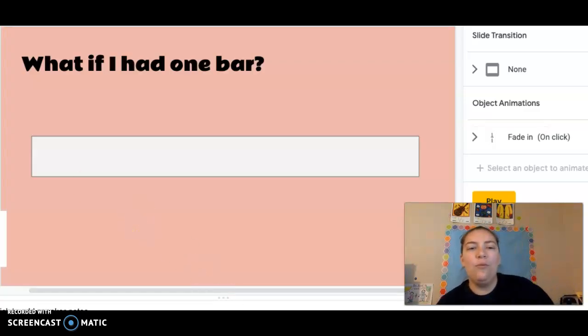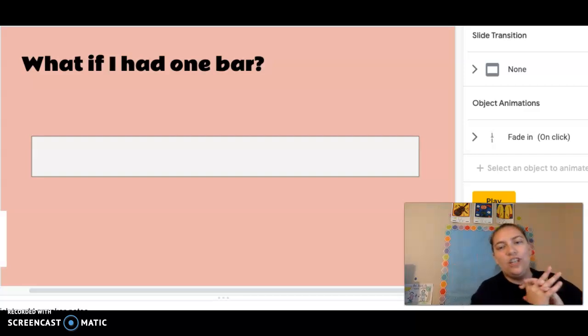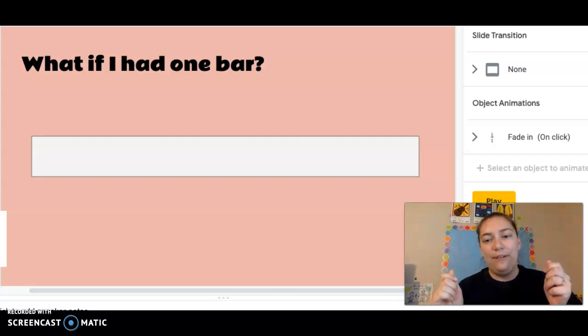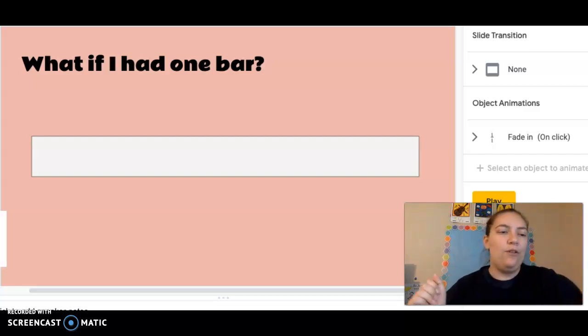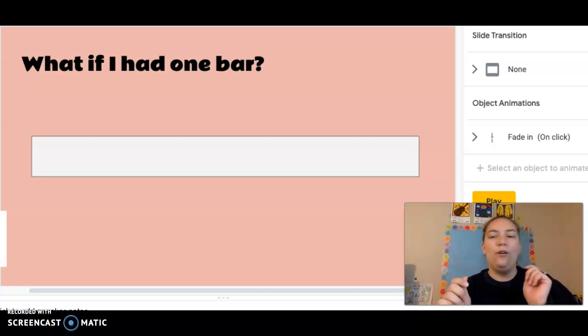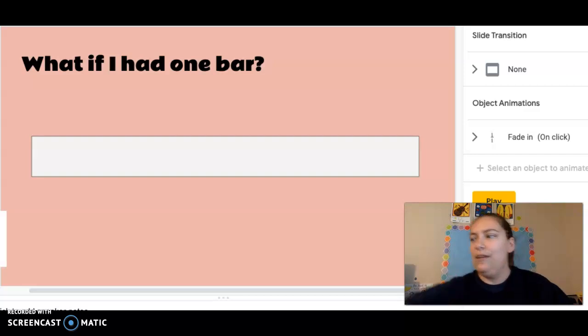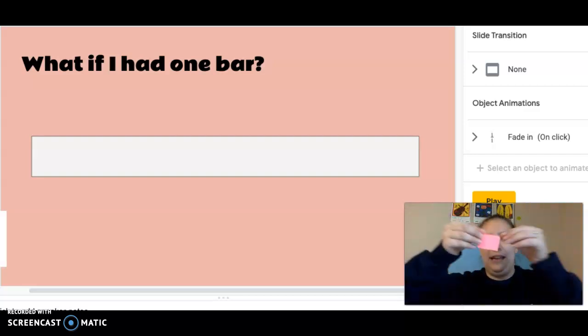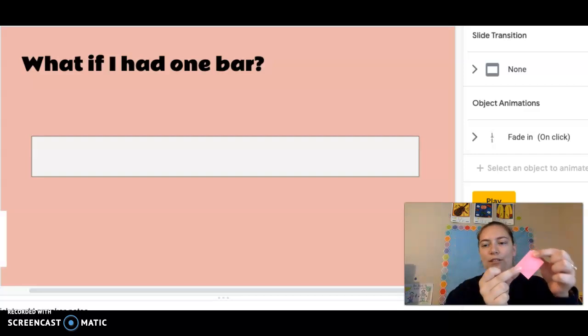So let's start with, what if I had one bar? If we were in a regular classroom setting, I would ask you to get out one sheet of paper. So if you have a sheet of paper right now, you might want to go grab it. So if you have one sheet of paper or one note card or one sticky note, how many parts do you have? So let's say I have my one sticky note. How many parts is this? One, right? You have one part.